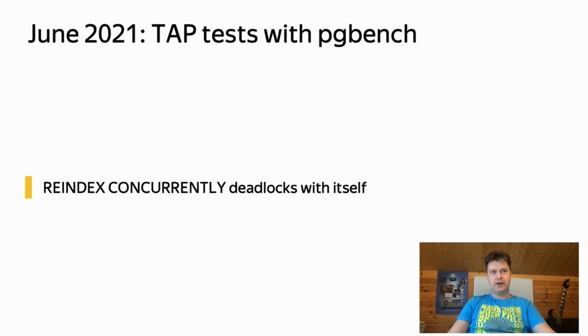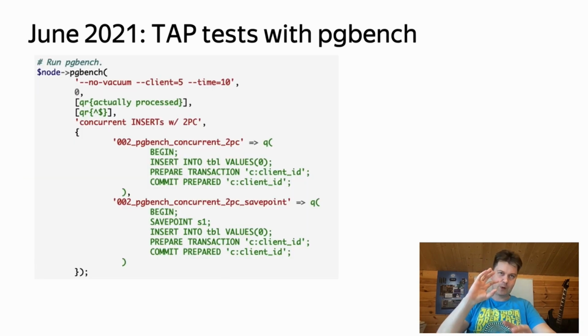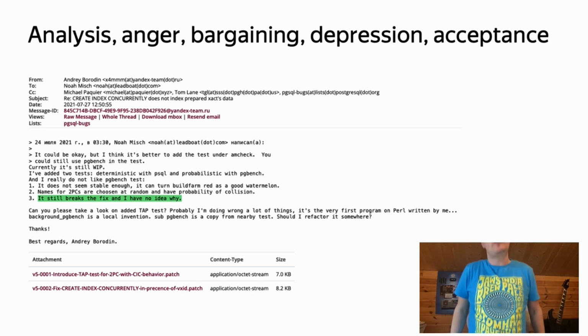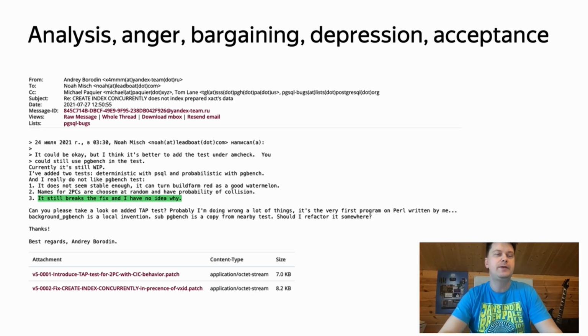But the problem was that REINDEX CONCURRENTLY is conflicting with itself, and it was quite difficult to implement these tests. And when I finally got parallel tests in June 2021, I found out that my fixes just don't help. We still have this problem with incorrect indexes being created by CREATE INDEX CONCURRENTLY.